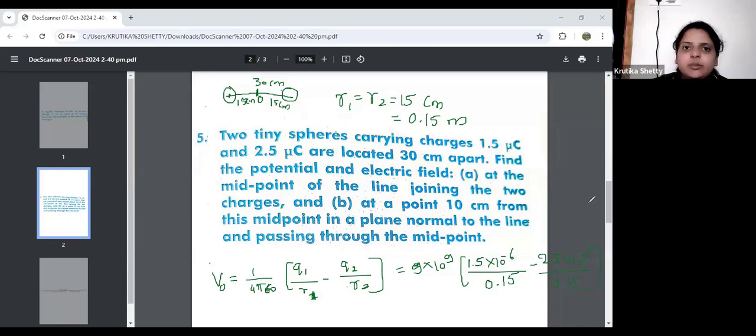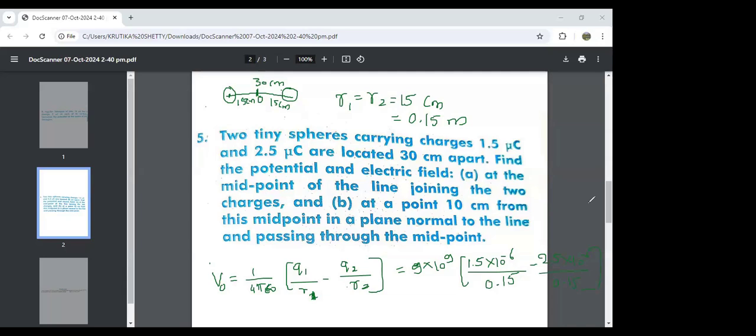Yes, you can try the simplification. Inside the bracket, first simplify, then you can simplify the multiplication part. Whatever 10 to the power of minus 6 is there, I am writing it here. That is 9 into 10 to the power of 9. The 10 raised to minus 6 is common, so take it outside. Inside the bracket you will have 1.5 divided by 0.15, and here 2.5 divided by 0.15. So just try to simplify this.